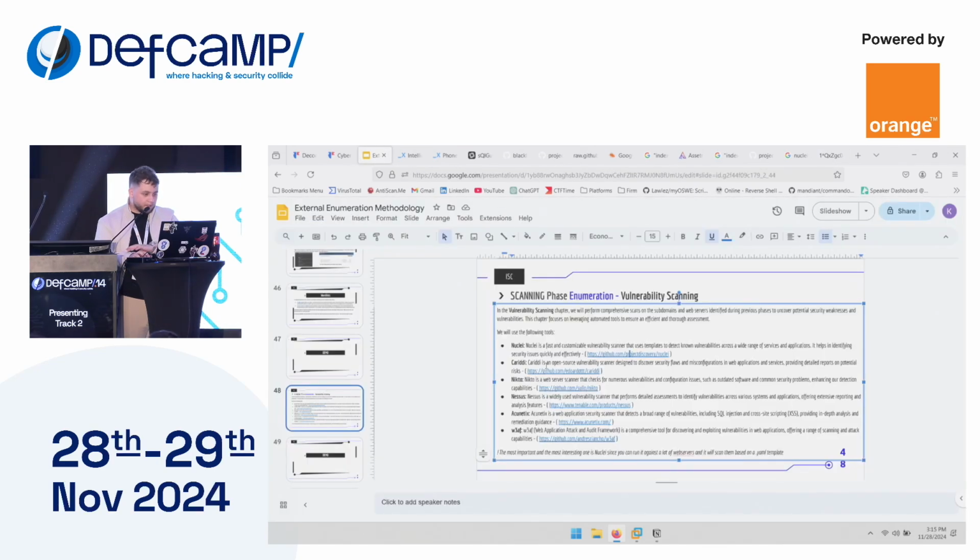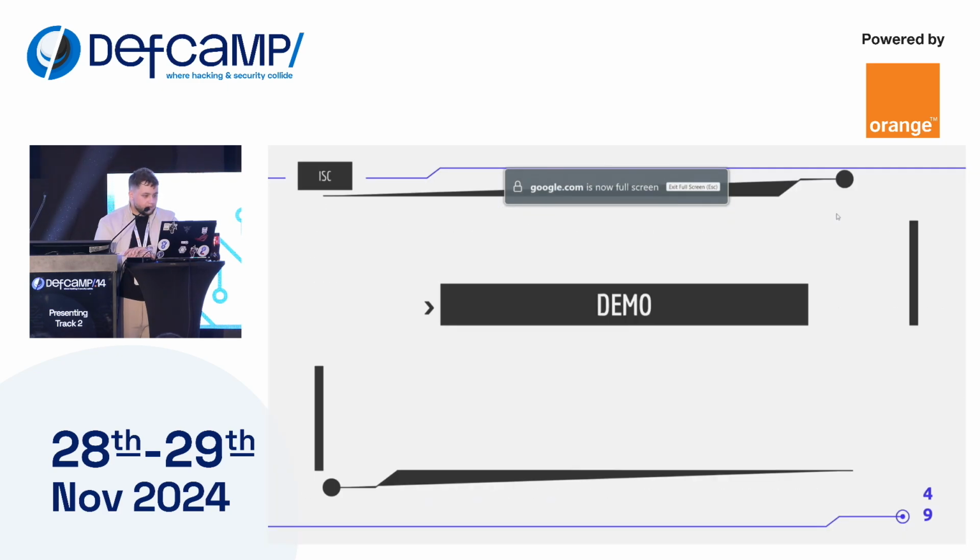We also have Jaeles, which is an open source vulnerability scanner. Nikto, which everybody knows. Nessus, which is used to perform detailed assessments to identify vulnerabilities. Acunetix, which is also a tool like Nessus. And the web application attack and audit framework, which is also a free tool that you can use. But as I said, Nuclei is the best tool, in my opinion, that you can use.